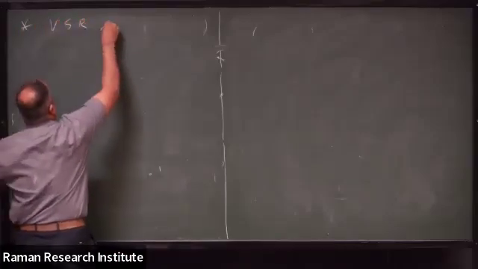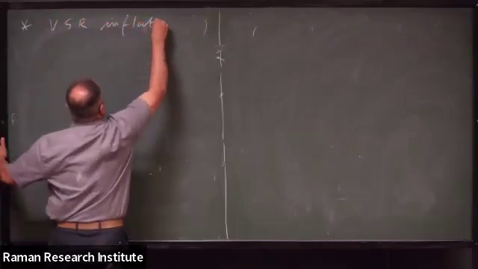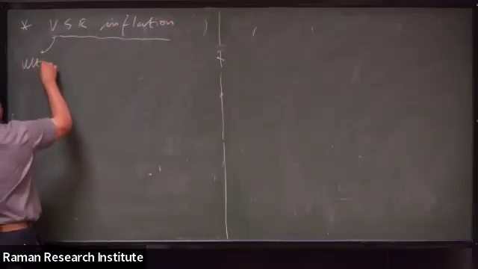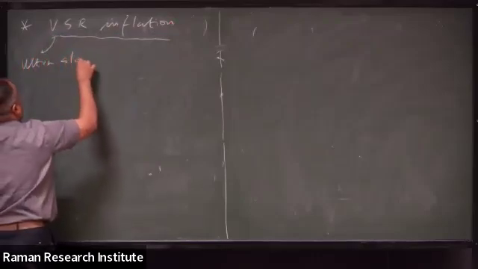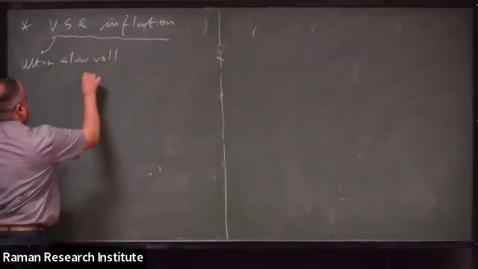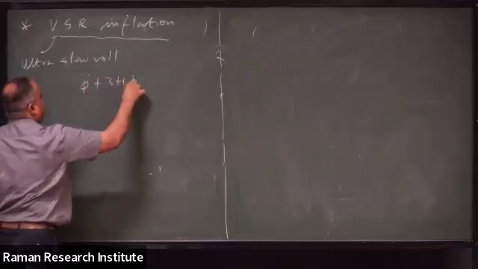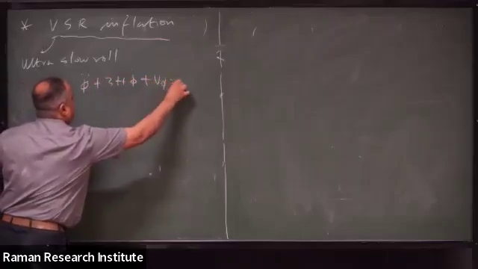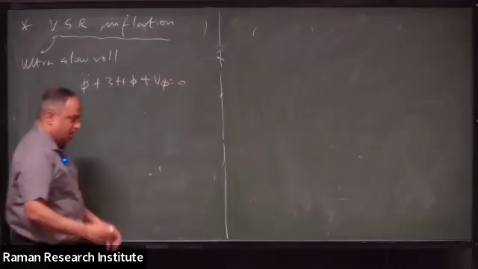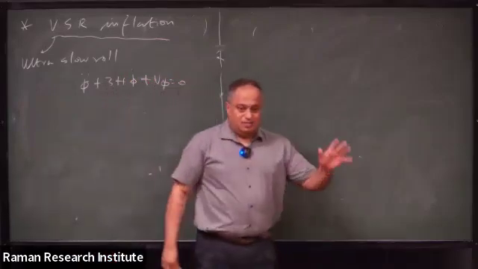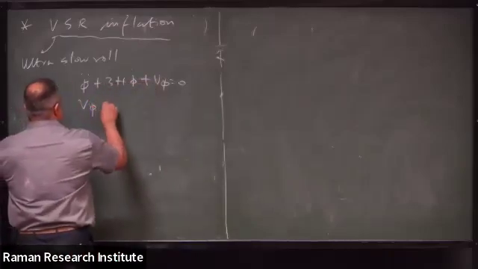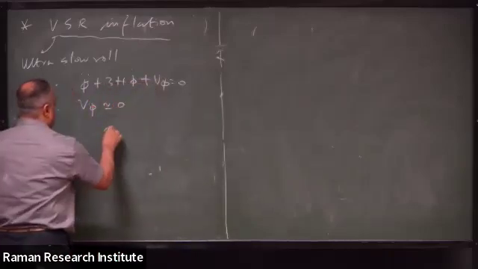So USR inflation stands for ultra slow roll. Okay, this is of course slow roll. So what do we have? We have this equation, phi double dot plus 3H phi dot plus V'(phi) equal to 0, right? Consider a scenario where you have a potential, but somewhere in the potential, V'(phi) is 0. Around this regime, what happens?